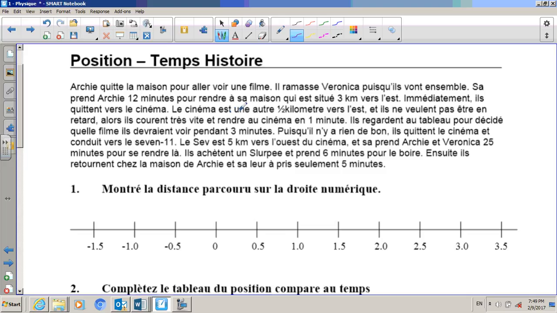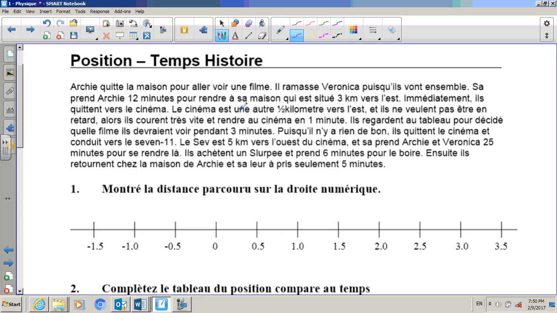Il regarde au tableau pour décider quel film il devrait voir pendant 3 minutes. Puisqu'il n'y a rien de bon, il quitte le cinéma et conduit vers le 7-Eleven. Le 7 est 5 km vers l'ouest du cinéma et ça prend Archie et Veronica 25 minutes pour s'y rendre. Ils achètent un Slurpee et prennent 6 minutes pour le boire. Ensuite, ils retournent à la maison d'Archie et ça leur a pris seulement 5 minutes.